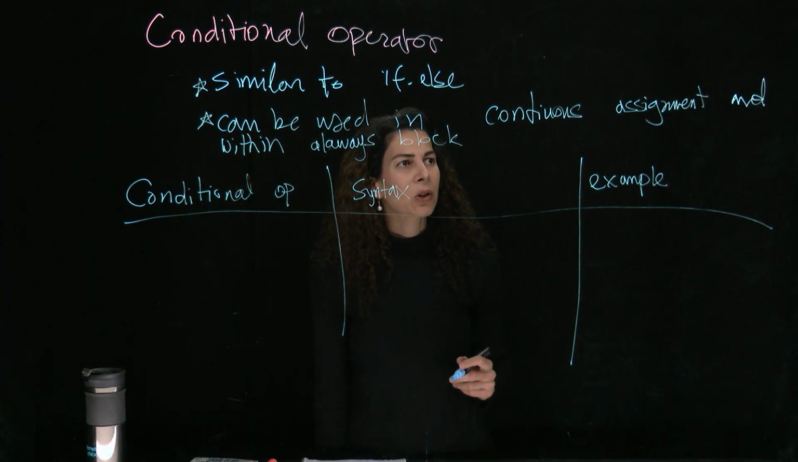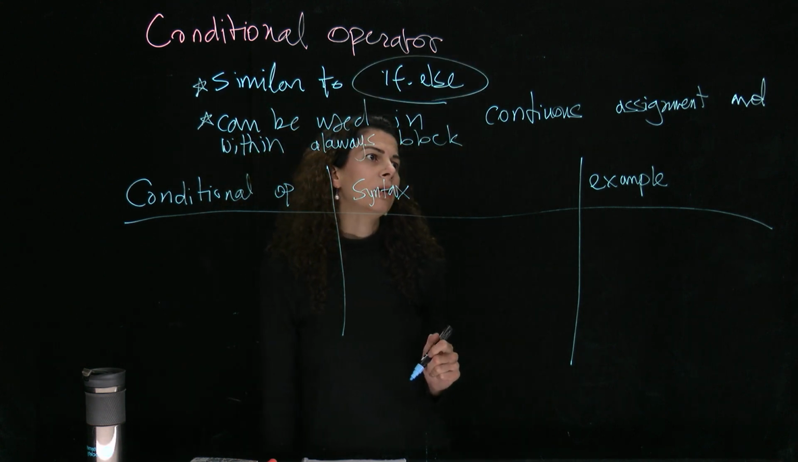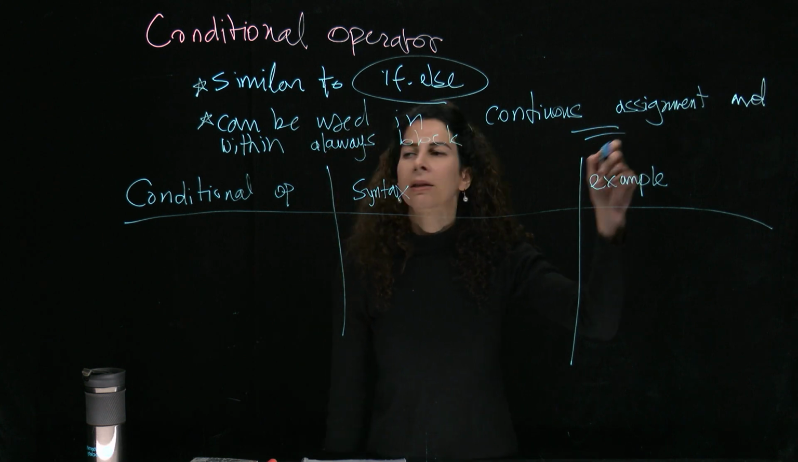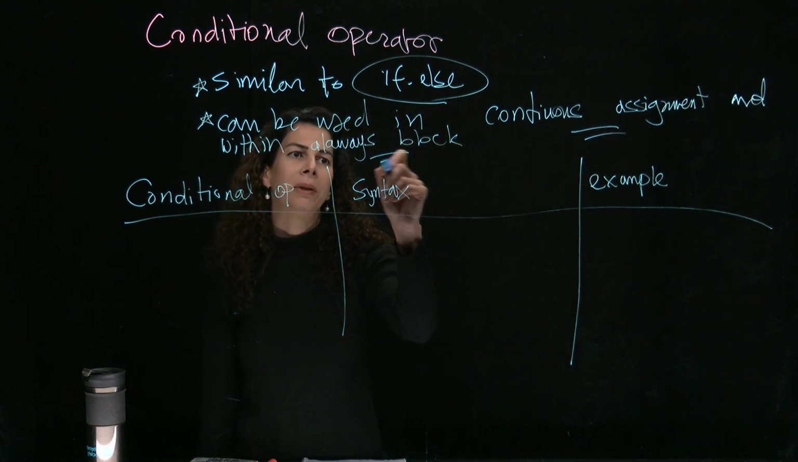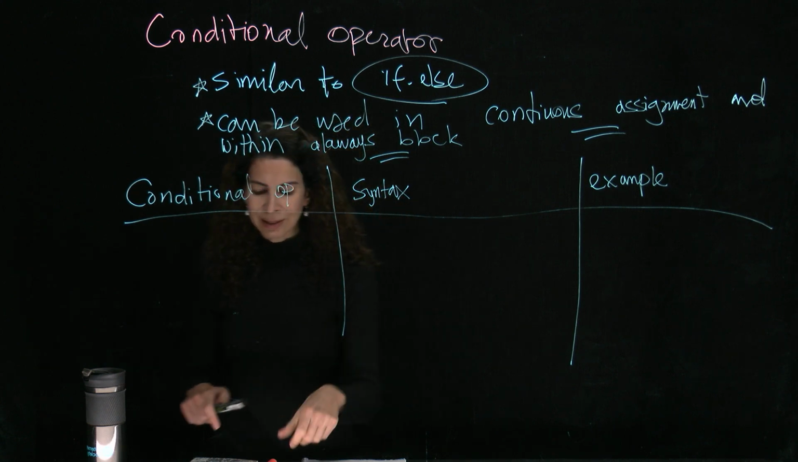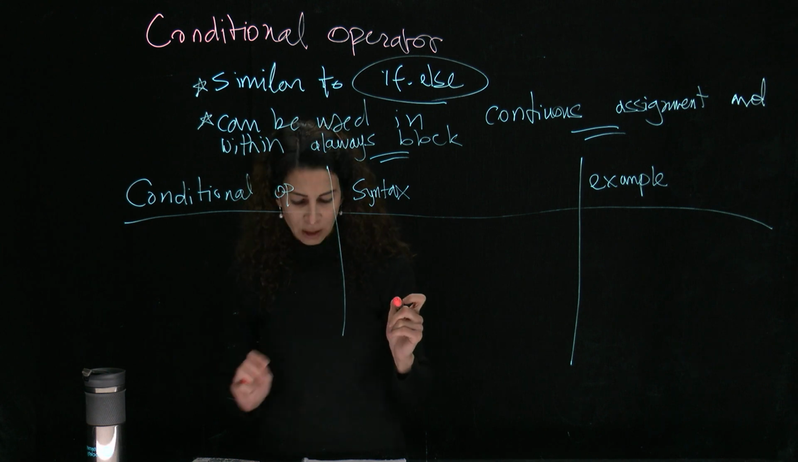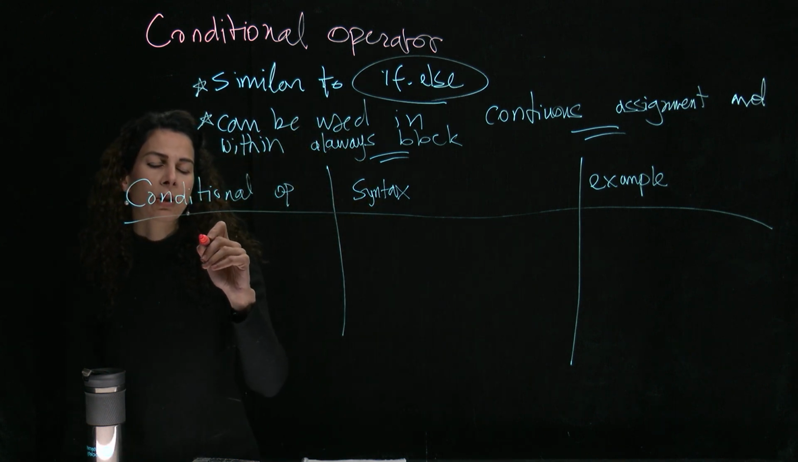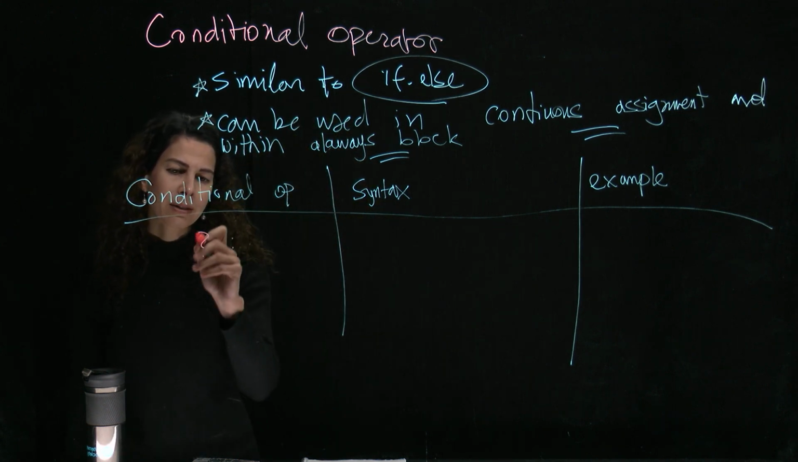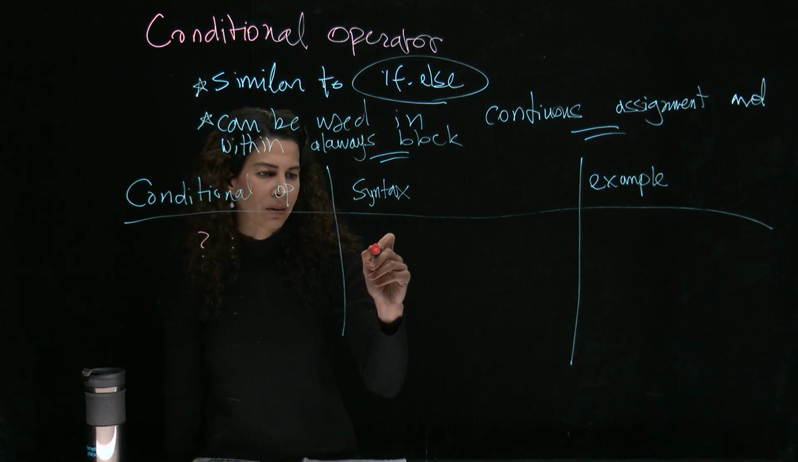This is similar to if-else that we've seen earlier, but it could also be used within the continuous assignment, not just within the always block. The conditional operator that we will be discussing here is actually a ternary operator, which means that it has 3 operands. And it's going to be using these 2 signs, the question mark and the colon. And the syntax is really this.